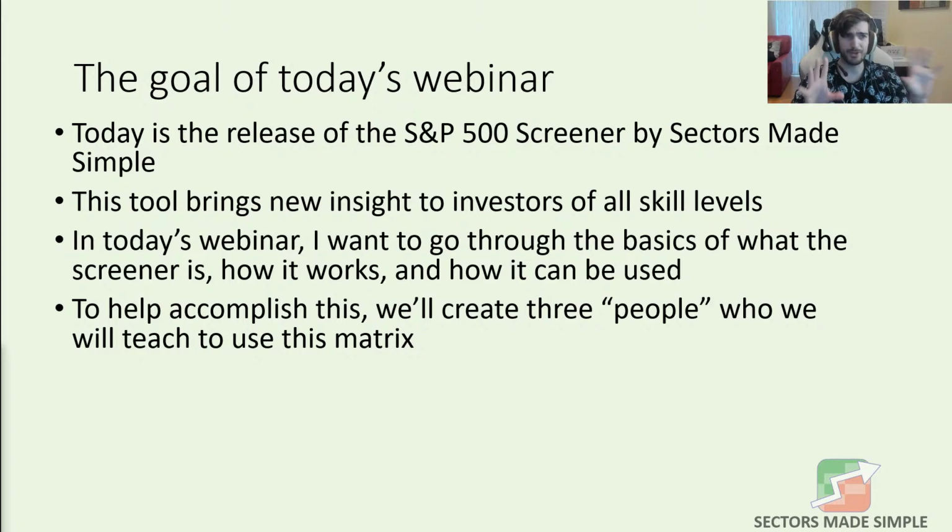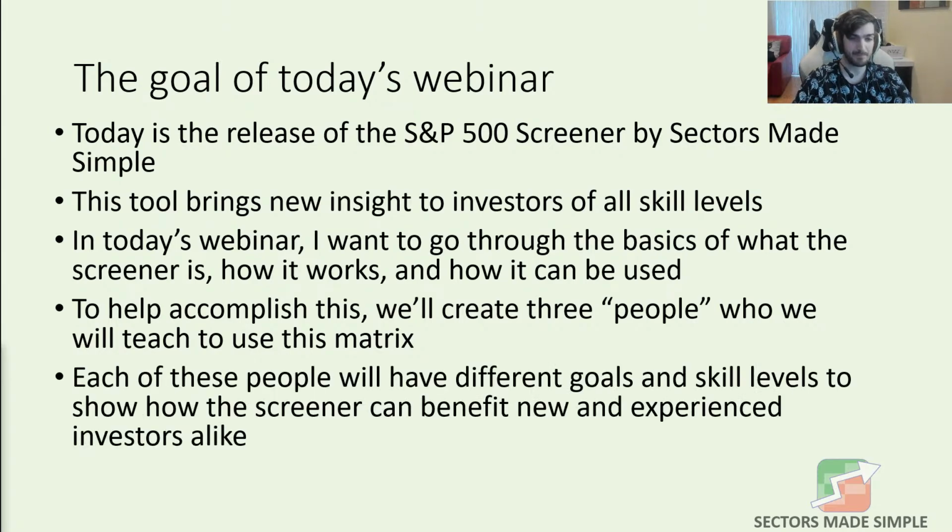I might use those words interchangeably. I'll explain why in a moment. But for right now, if I say matrix, screener, anything like that, I'm referring to the S&P 500 screener. It kind of has 2 purposes. Again, more on that in a bit.